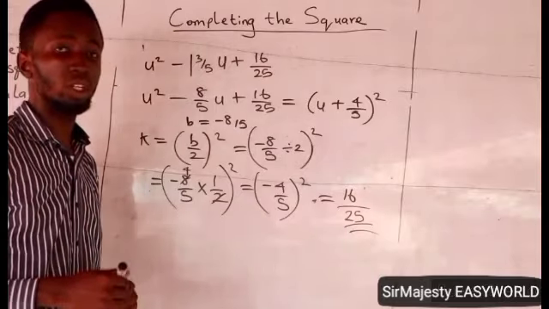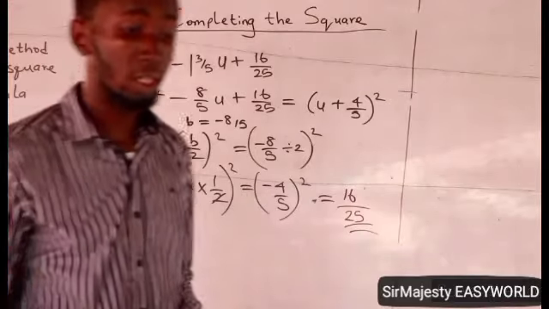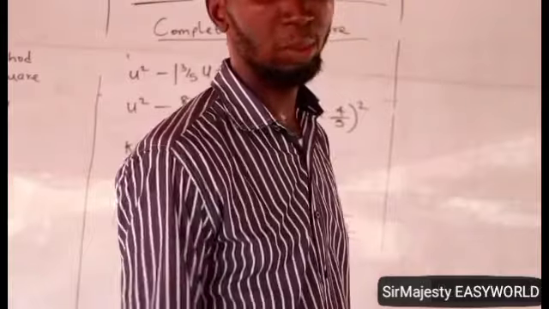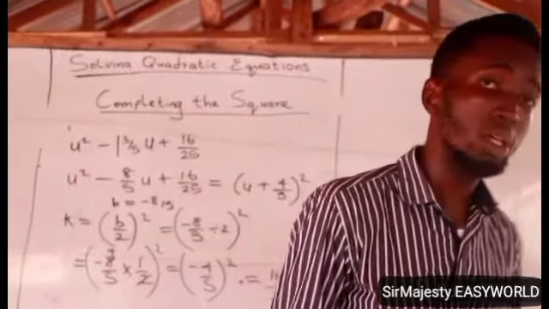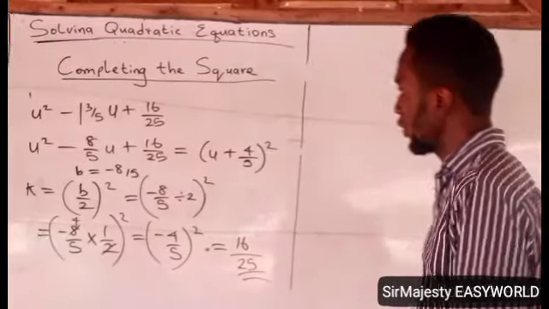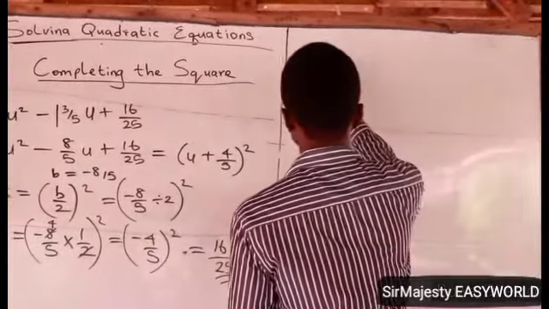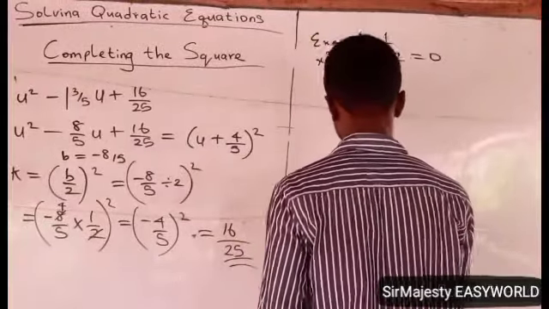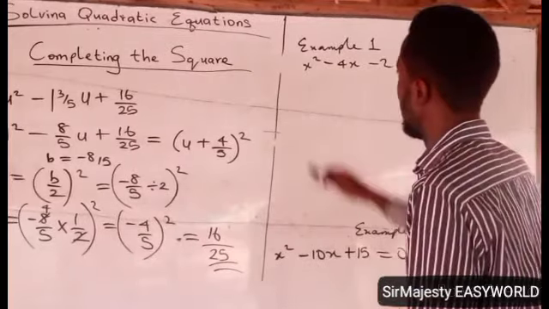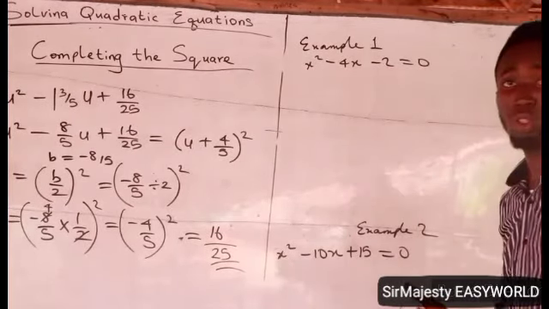Now we move into the real deal, that is how to use what you've just learned to solve actual quadratic equations. So I'm going to write down two examples here, and we are going to solve them using completing the square method. So the first example, we have x squared minus 4x minus 2 is equals to 0.